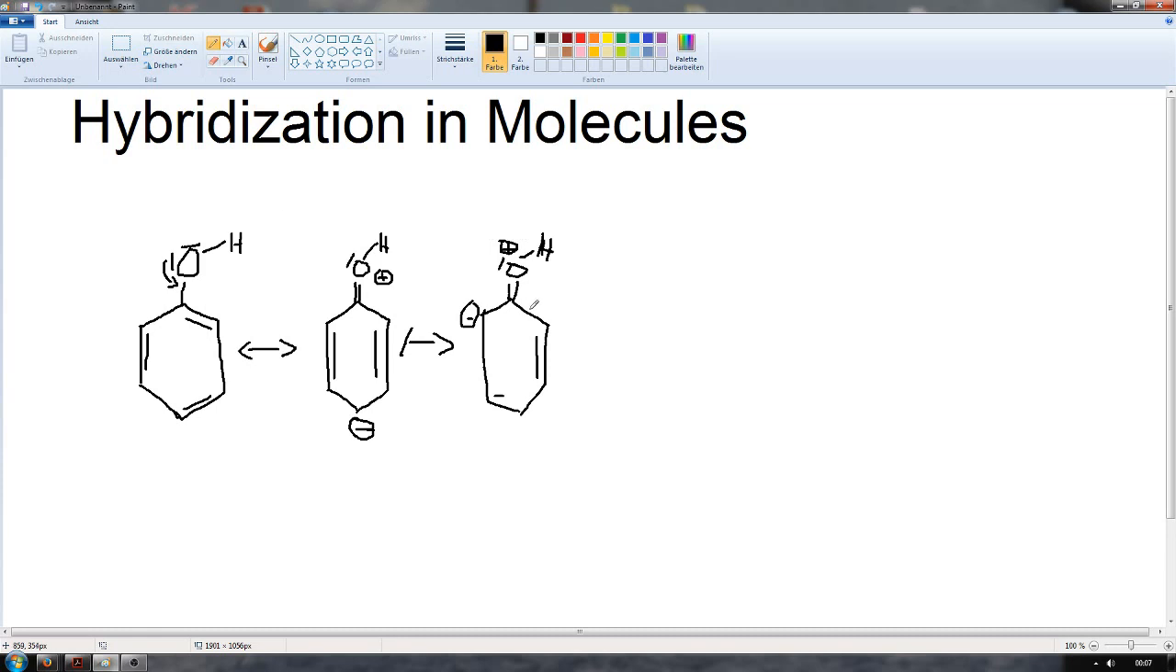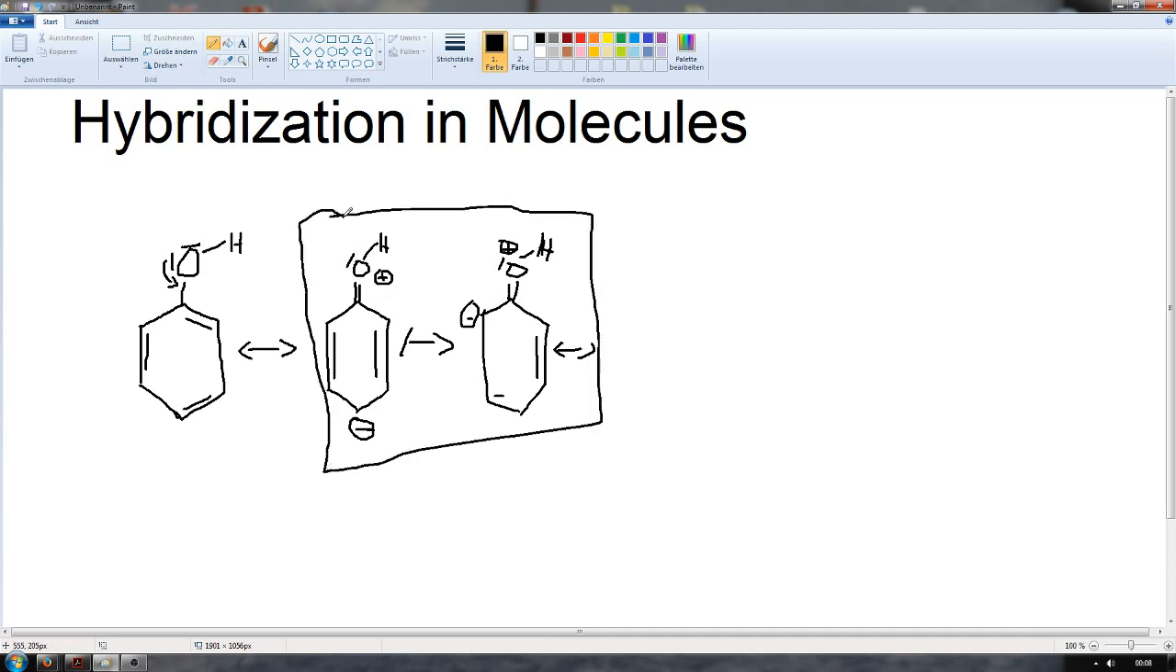And I'm not going to draw the third structure here because it's the same as this one, but you get the idea. So if we average the states of phenol, the more likely reality tends to go for these structures here. And this is why, if you have to choose between sp2 and sp3, you have to choose that the oxygen is sp2 hybridized.